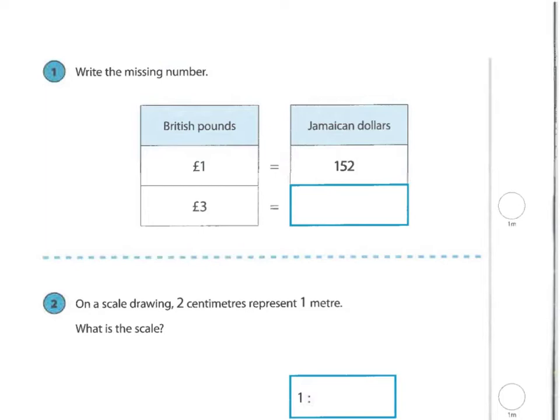Write the missing number. We've first of all been given the information that £1 is equal to 152 Jamaican dollars, and we've been asked to work out what £3 will be. Well, £3 will be 3 times more, so I'm going to do 152 times 3. 3 times 2 is 6, 3 times 5 is 15, so I'd carry the 1, 3 times 1 is 3, and the 1 is 4, so it is 456 Jamaican dollars.